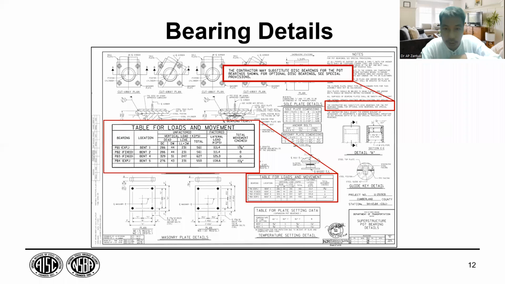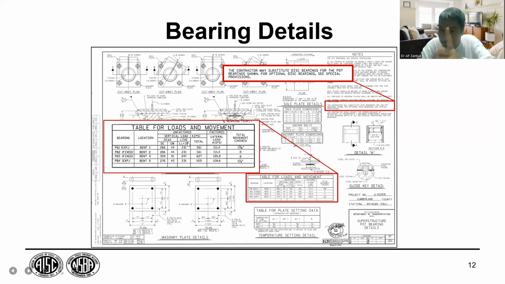So these are the important things. The contractor may, for example, substitute this bearing for the pot bearing. So there are provisions for that in the design. So, table for loads and movements. For example, we have now bent 1, 2, 3, 4, 2, 4, and 5. So we have dead load, live load. So remember that. Next, we will talk about dead load and live load.